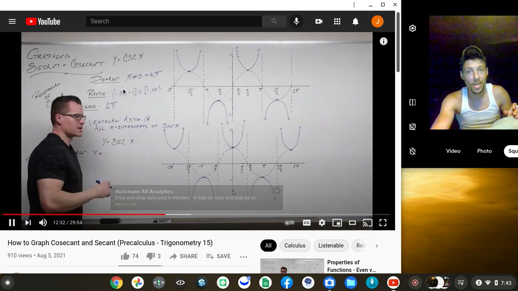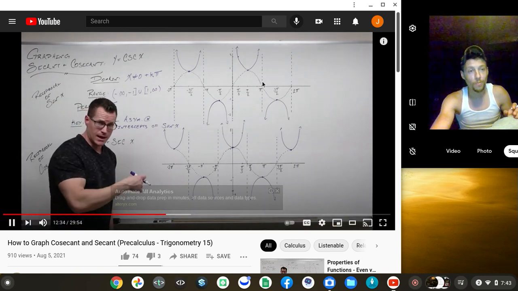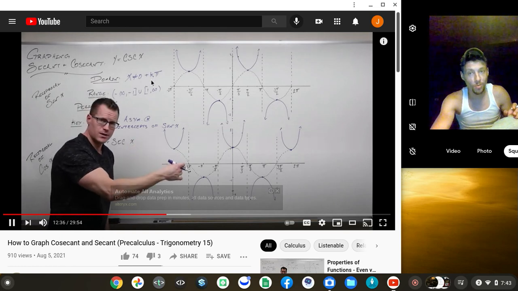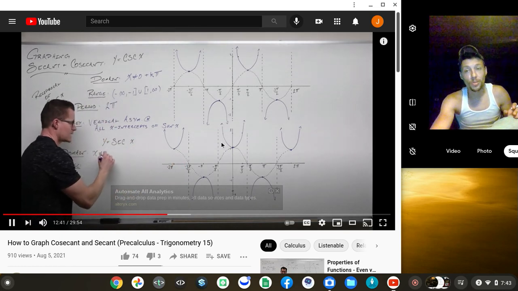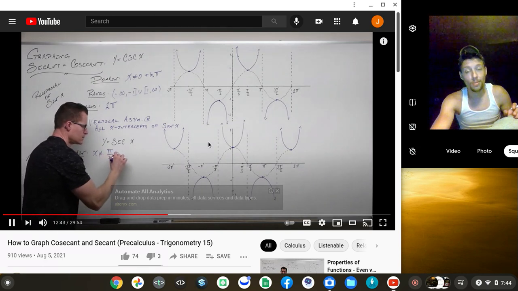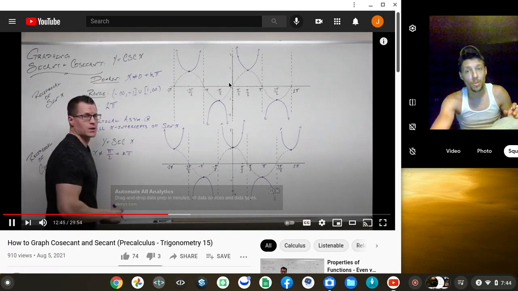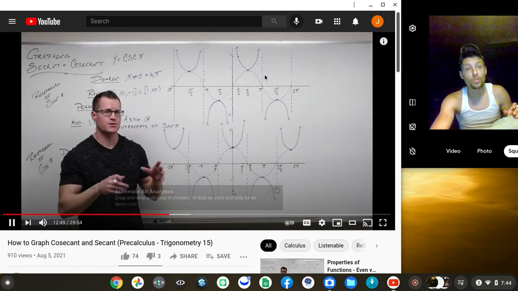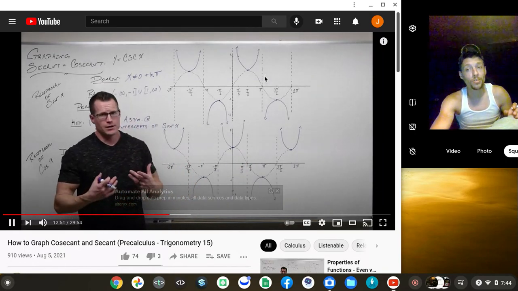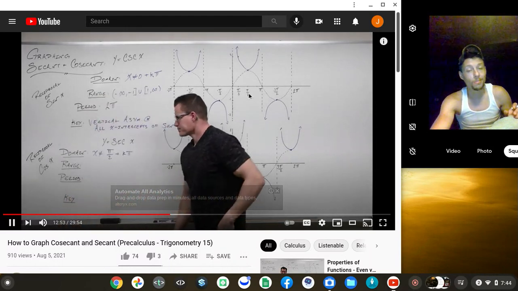I'm starting back with cosine, because x-intercepts for cosine happen at pi over 2 plus any multiple of pi. We say that x cannot equal pi over 2 plus any multiple of pi. That's going to give us x-intercepts for cosine, and therefore vertical asymptotes for secant. Our graph range is the same thing.